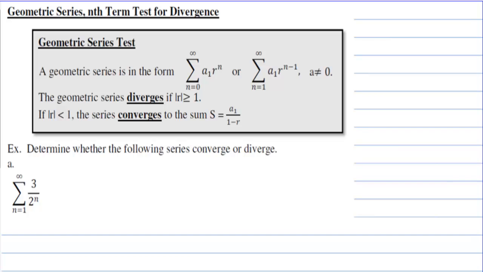Geometric series test. A geometric series is in this form or this form, and a cannot equal 0. The geometric series diverges if the absolute value of r is greater than or equal to 1, and if the absolute value of r is less than 1, the series converges to the sum, this right here, that little formula, a sub 1 over 1 minus r.